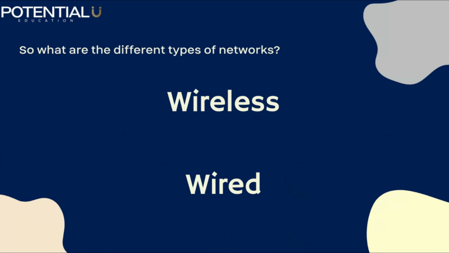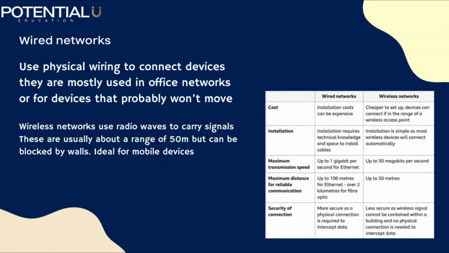So what are the different types of networks? There's wireless and then there's wired. So wired networks use physical wiring to connect devices. They're mostly used in offices and for devices that won't move. You wouldn't want a wired network for your mobile phone because you'd never be able to walk out of the house with it. It would simply lose connection. And wireless networks use radio waves to carry signals. These are usually about a range of 50 meters, but it can be blocked by walls.